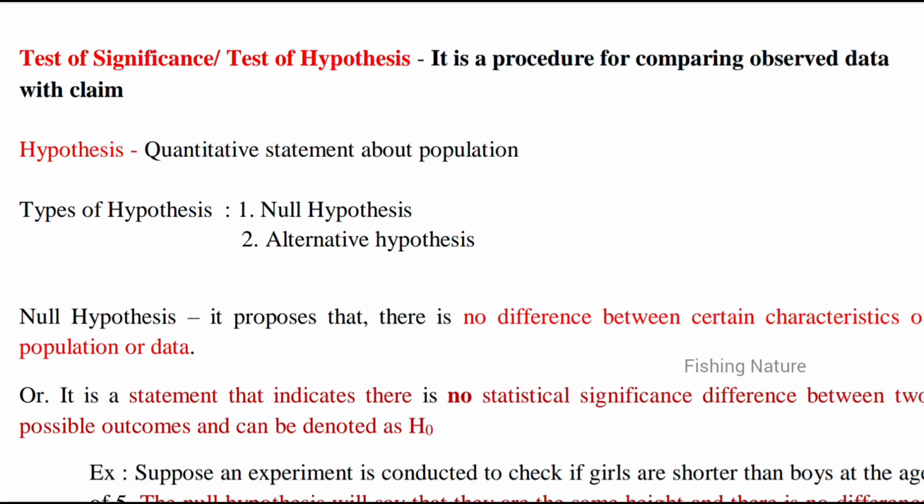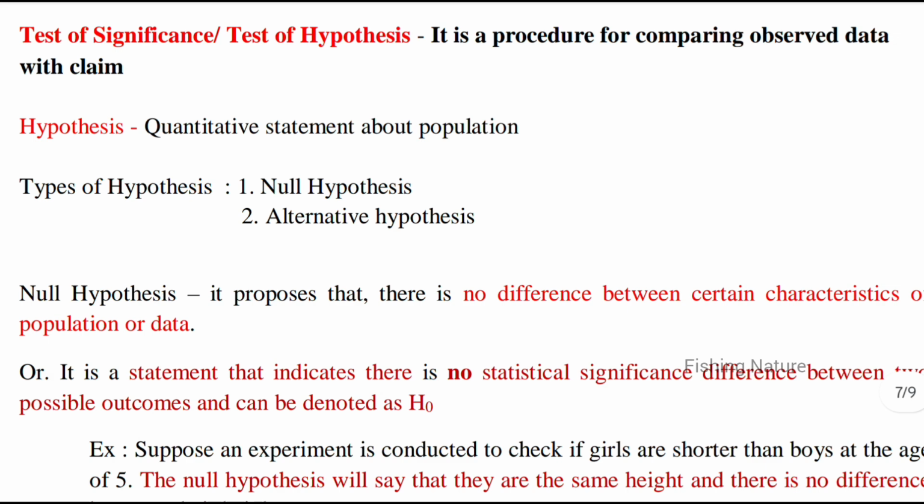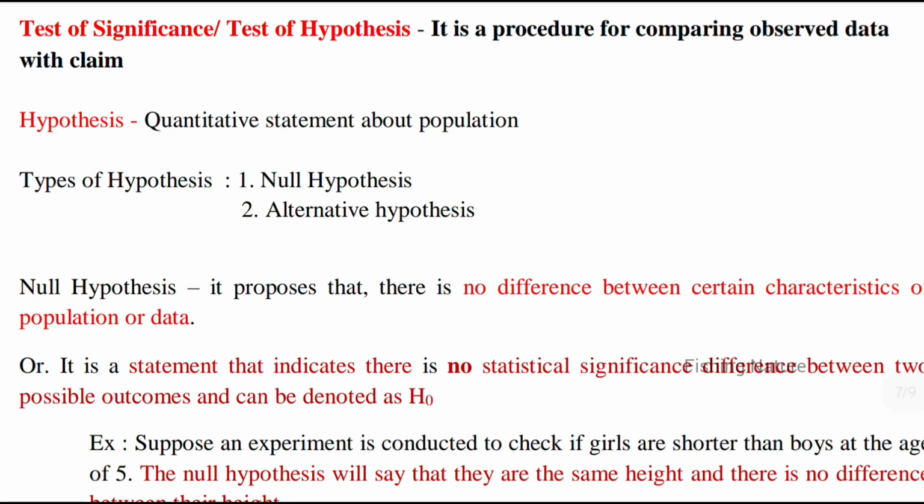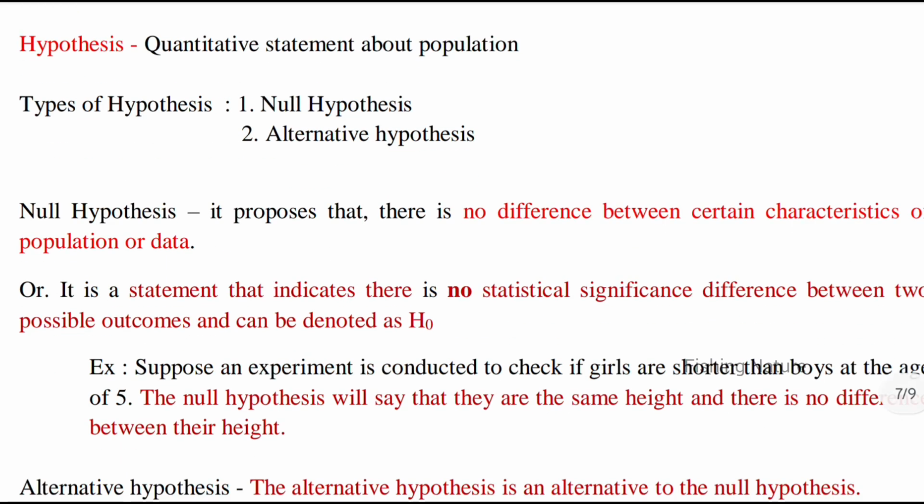Next, test of significance or test of hypothesis. It is a procedure of comparing the observed data with a claim. Comparing the observed data with a claim is the test of significance. Hypothesis means a quantitative statement about the population. How much population is there? How will you give the quantitative statement about that population? That is the hypothesis. In that there are only two types, null hypothesis and alternative hypothesis.